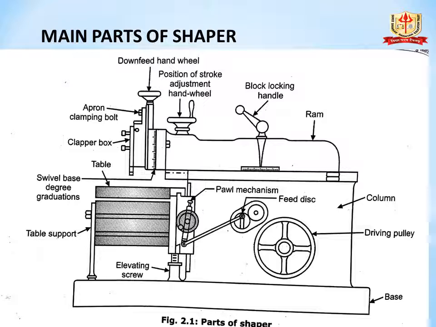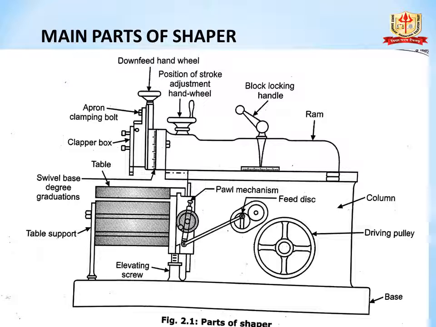On the left hand side of the column, a lid is provided for the inspection and oiling of the drive mechanism. On the other side of the column, levers and handles are provided for operating the machine. Third part is a cross rail.